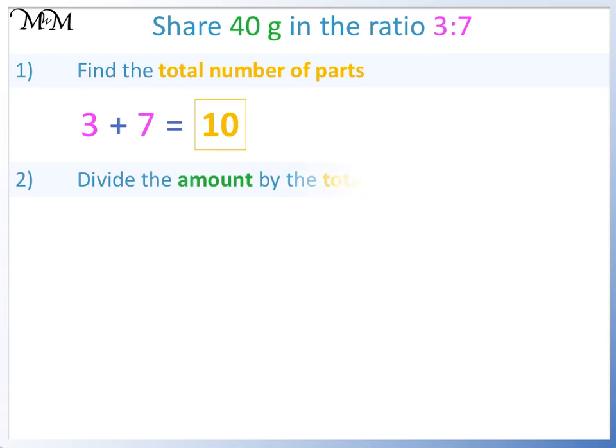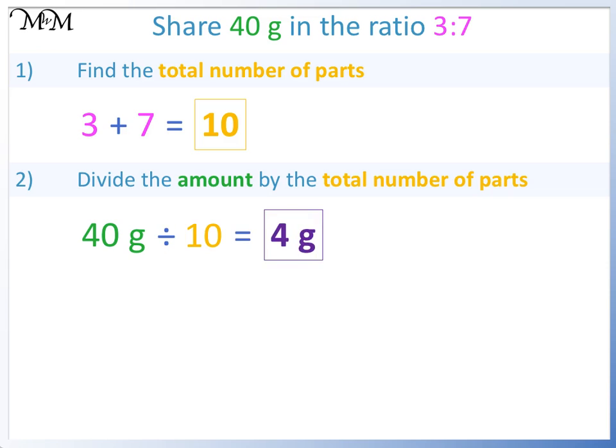Step 2. Divide the amount by the total number of parts. The amount is 40 grams and the total number of parts is 10. 40 divided by 10 equals 4. So one part is 4 grams.